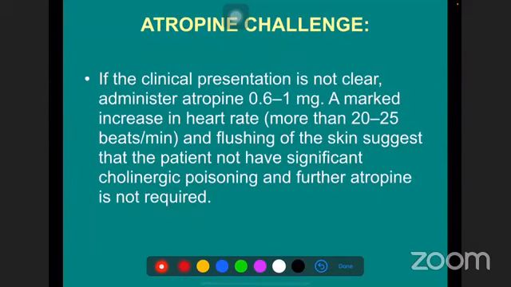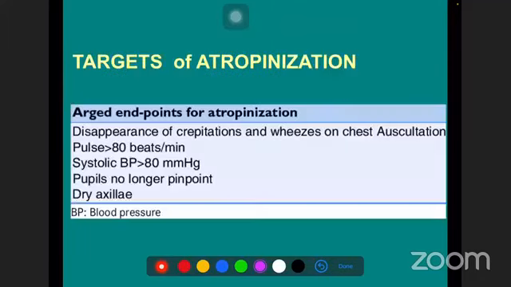Then what has to be done? First one is atropine challenge. If there is some suspicion that it can be a case of organophosphorus compound poisoning, in that case the patient should be administered 0.6 to 1 milligram atropine. We have 0.6 in one ampoule. In that case, we will give 0.6 milligram. If after giving 0.6 milligram, there is an increase in the heart rate, by 20 to 25 beats per minute, if it is increased, in that case we should say that there is organophosphorus compound poisoning. And flushing of the skin is very much important. If it occurs, then we will consider that organophosphorus compound poisoning has happened.